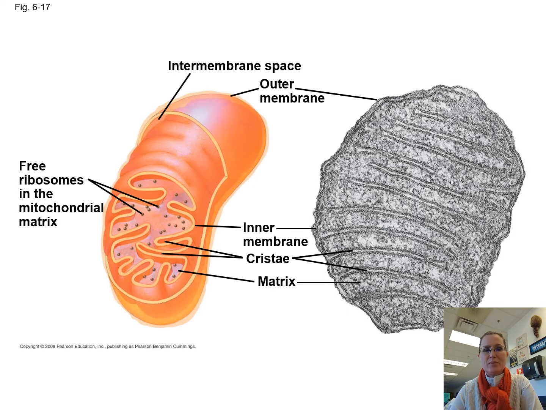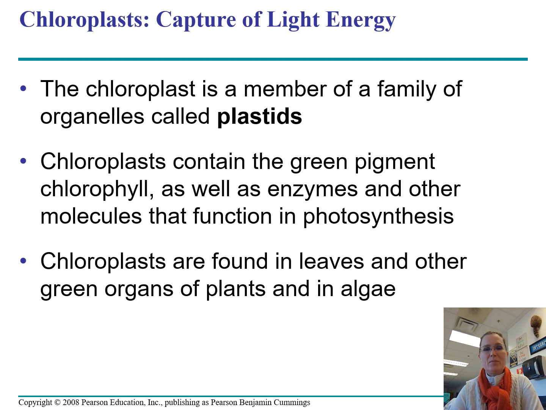And then this just shows a picture, and then there's those weird folds. That's to give us a double membrane so that we can do cellular respiration. And then chloroplasts are, there's a bunch of different plastids. The famous one is chloroplasts.